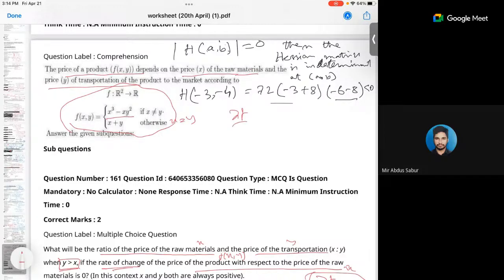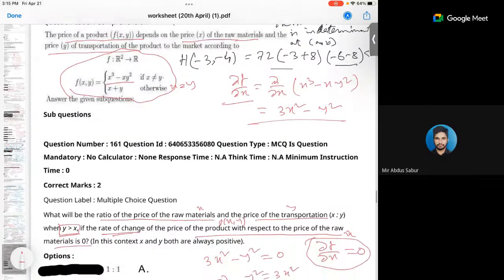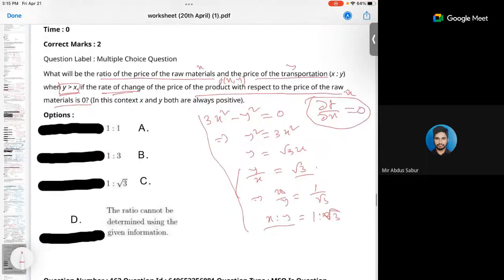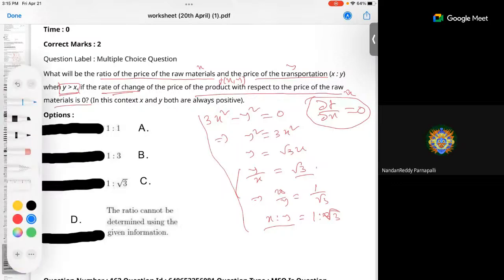So df by dx is equal to d by dx of x cube minus x y square, right? So it will be 3x square minus y square. And this one will be 0, implies this one is equal to 0. And after this happens, all of you got it? It's so easy. Yeah. So C is the correct option.